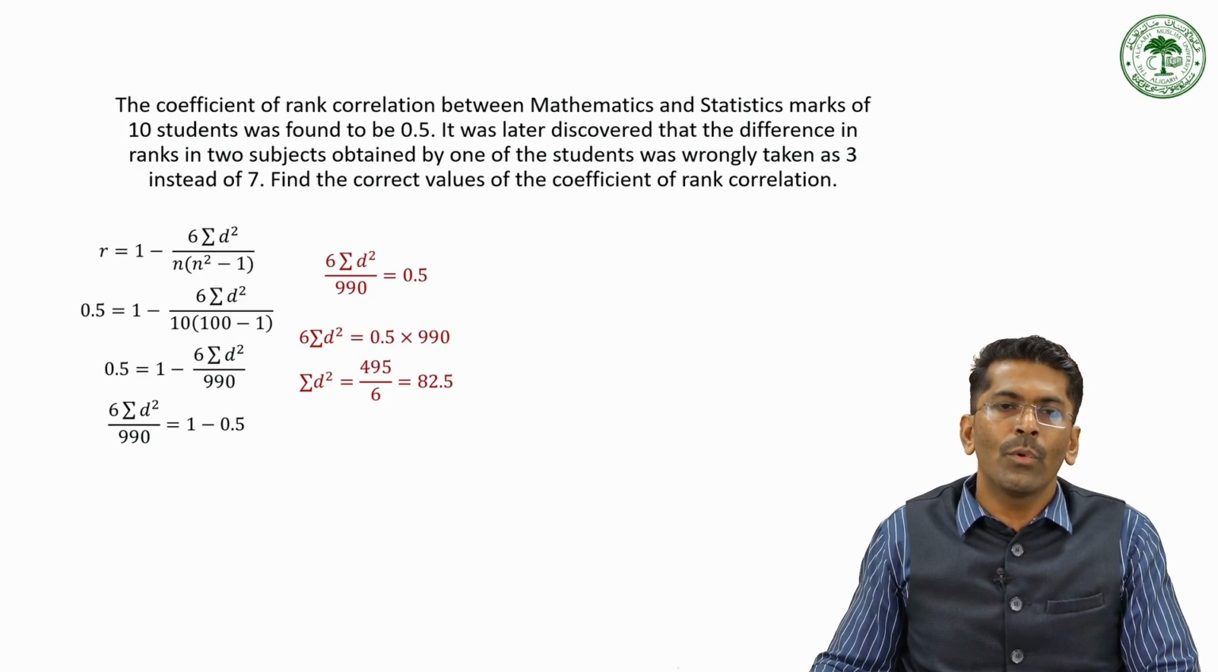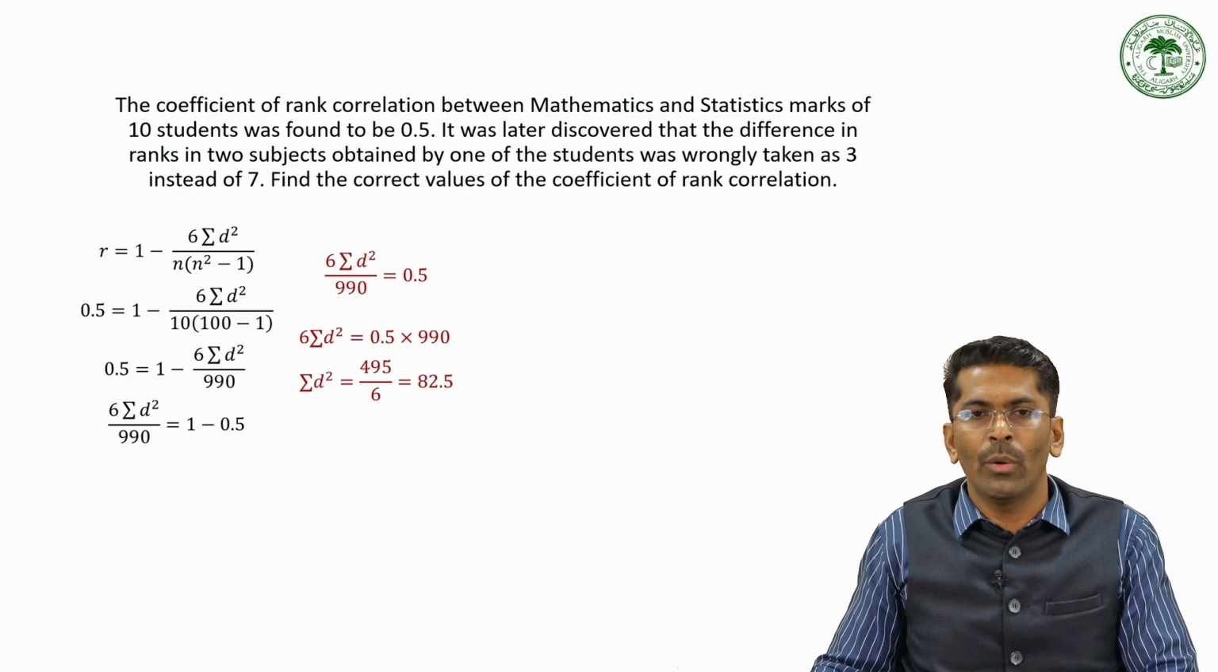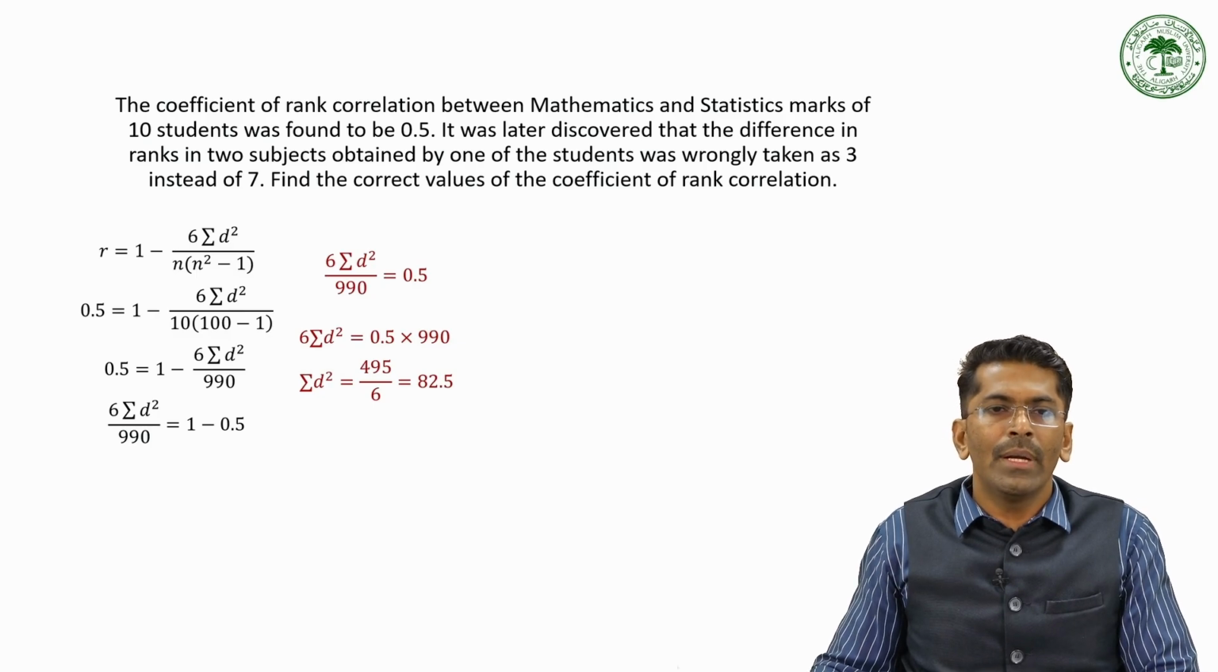Then this 6 I am going to take to the right side, so it goes to the denominator side. So 495 divided by 6 is equal to 82.5. So the sum of d square is equal to 82.5.